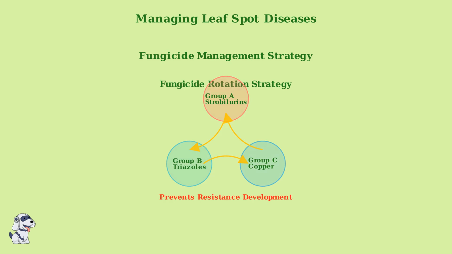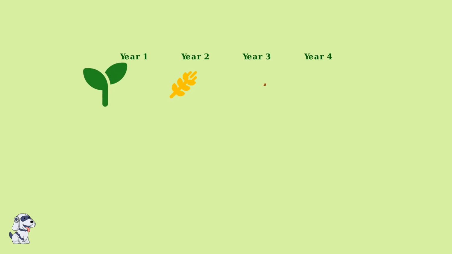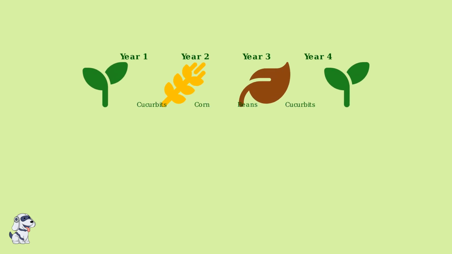Crop rotation is one of the most effective strategies for managing diseases in cucurbit crops. This ancient agricultural practice involves systematically changing the types of crops grown in the same field over multiple seasons. A typical rotation cycle might involve growing cucurbits in year 1, followed by corn in year 2, then beans in year 3, before returning to cucurbits in year 4. This breaks the continuous cycle that allows pathogens to build up.